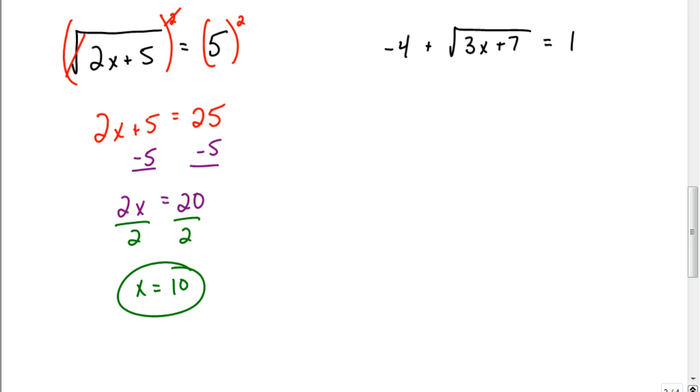Now, it's always a good thing to check and make sure that our answer works. That's the great thing about solving equations. So if we check our answer, we would have the square root of 2 times 10 plus 5.